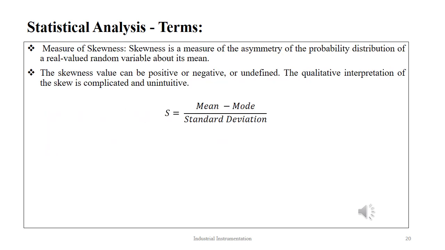Skewness is a measure of the asymmetry of the probability distribution of a real valued random variable about its mean. The skewness value can be positive or negative or undefined. The qualitative interpretation of skew is complicated and unintuitive. Numerically, it is represented as S = (mean − mode) / standard deviation.